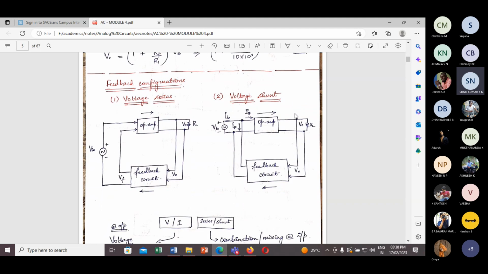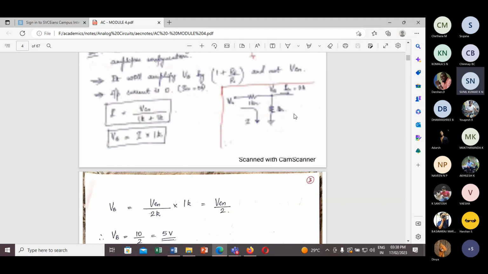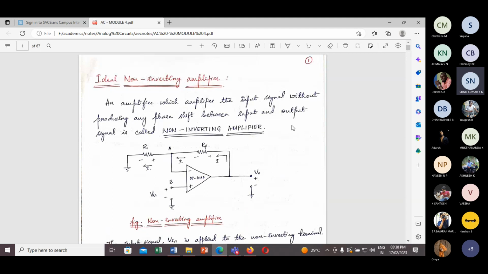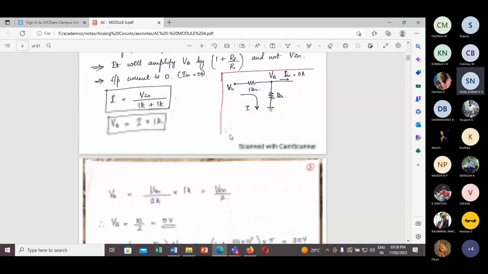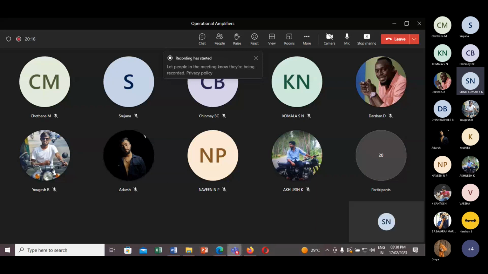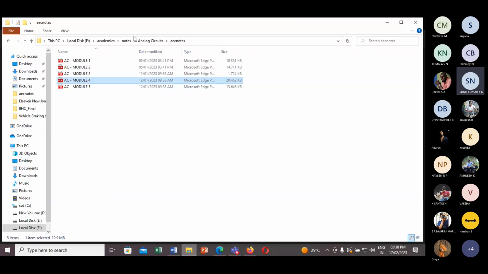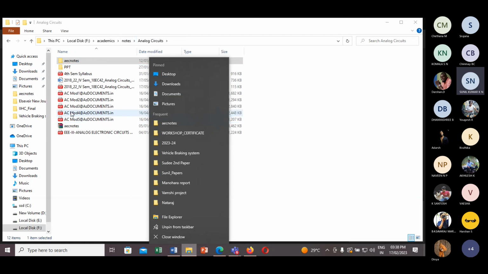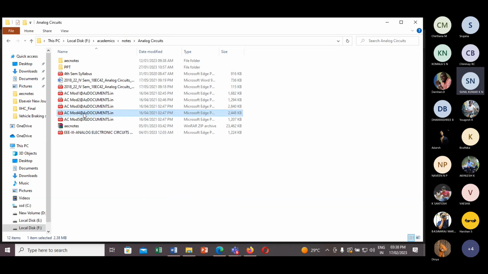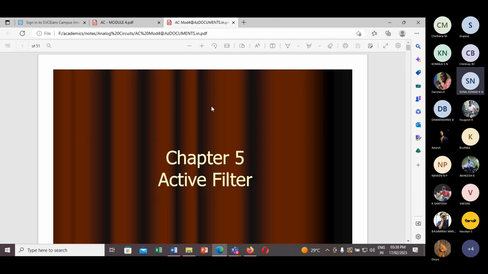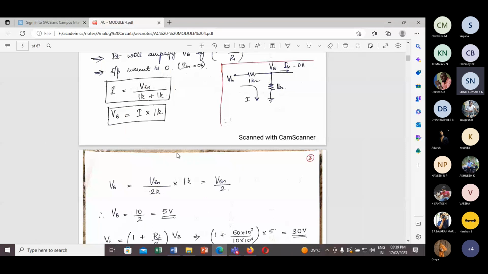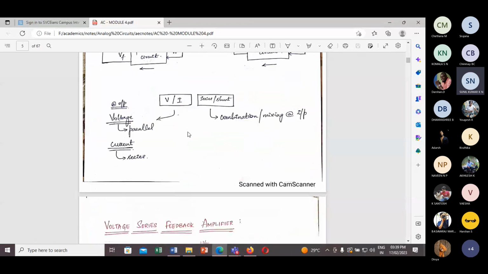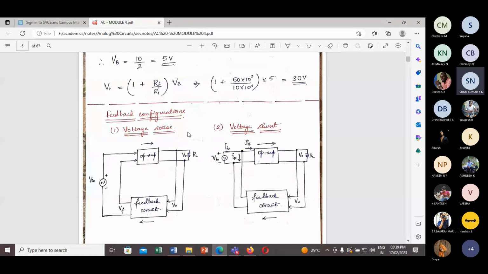The same way, in order to understand the next concept, the inverting amplifier. I think I have skipped that inverting amplifier configuration. The inverting amplifier configuration is also going to work like that only. So you can see the inverting amplifier configuration here, you can go through this circuit. In the next class I will do the inverting amplifier configuration.